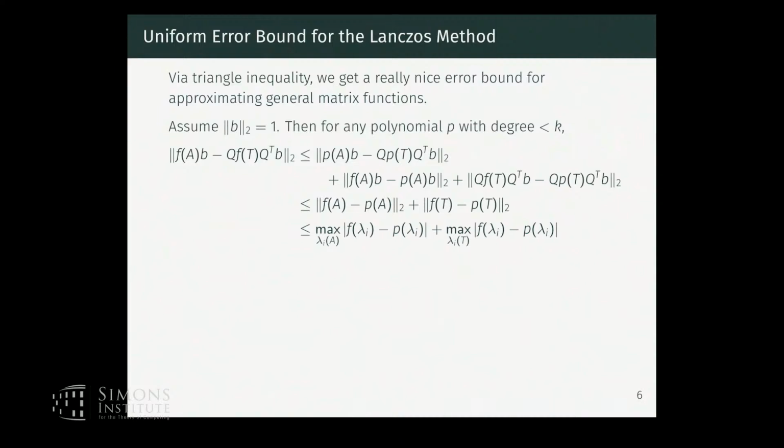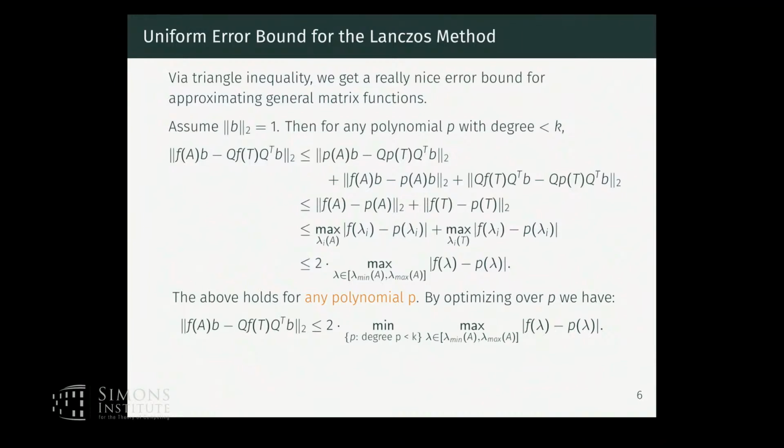Or another way to think about it is these matrices have all the same eigenvectors. They just have different eigenvalues. It's basically the maximum over all my eigenvalues of A of the function minus the polynomial, plus the maximum over all the eigenvalues of T of the function minus the polynomial. Or if I want to write this in a nice way, the eigenvalues of T by interlacing are bounded within the range of the eigenvalues of A. So if I want to give an upper bound on this, this is at most 2 times the maximum difference of my polynomial and my function over my full range of eigenvalues. Okay. This holds for any polynomial P.